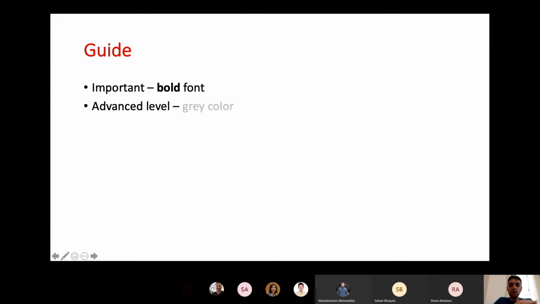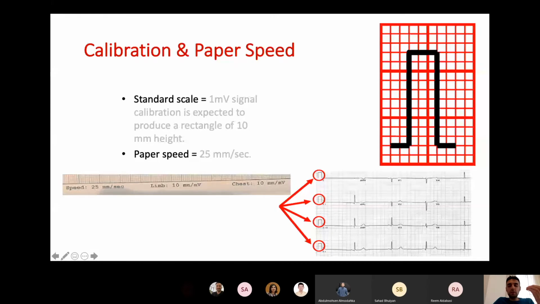By the way, anything bold here is important to know, and anything that is shaded is a little bit advanced level. So it may not be super important for examination purposes, but it's good for general knowledge. Okay, so back to approaching the ECG.